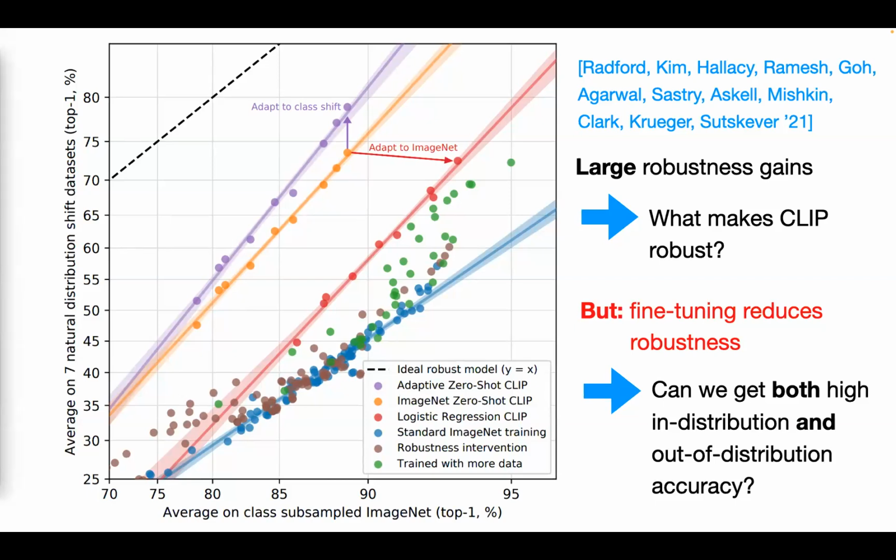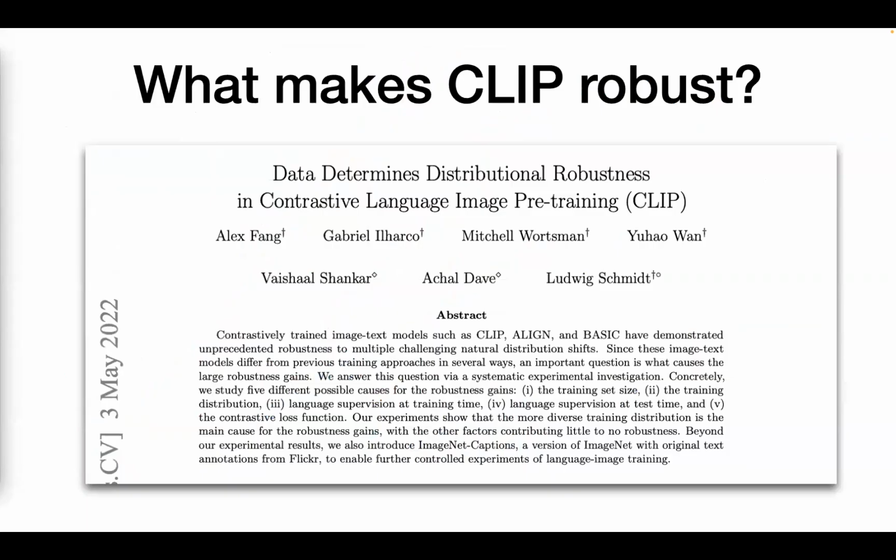Okay, and then the obvious question is, if there's a trade-off here, zero-shot robustness versus downstream task accuracy where you fine-tune, can you get the best of both worlds? And this is exactly what we are going to talk about, the second question, for the rest of today. I'm just going to briefly tell you the answer for the first question, what makes CLIP robust, because I think this is important to know. And the title of this paper here sort of gives it away.